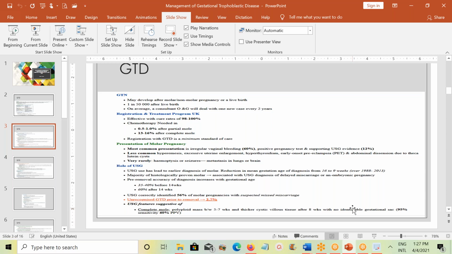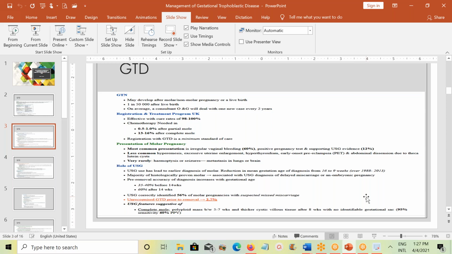Ultrasound is very important. What is the benefit of ultrasound? It has helped us find the diagnosis earlier. Before, the mean gestational age at diagnosis was 16 weeks, but now with ultrasound we are able to diagnose at 9 weeks.